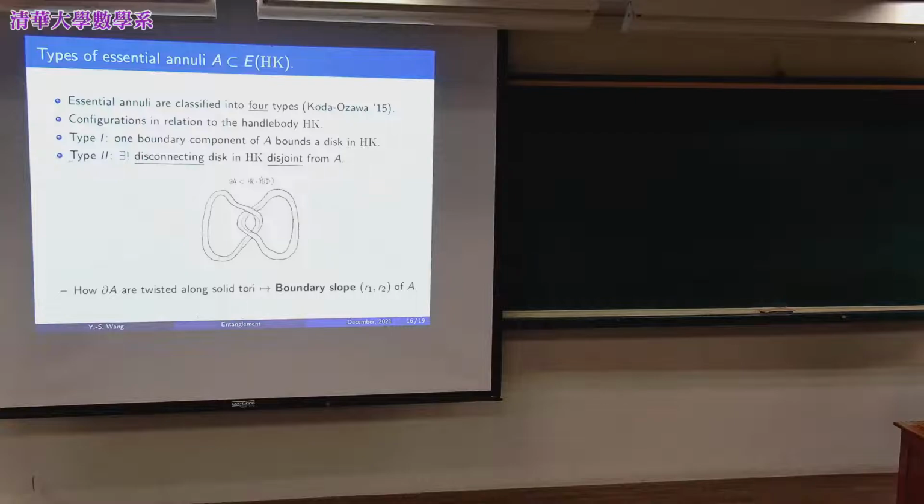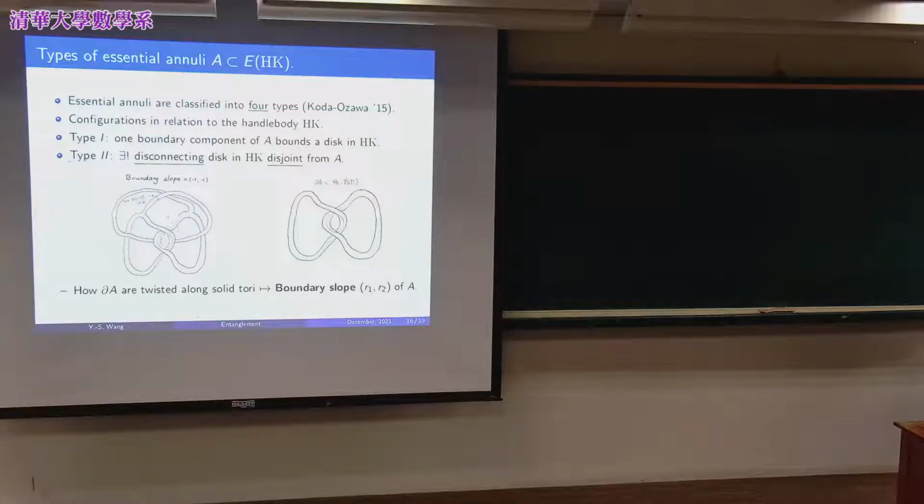How they are twisted can be described in terms of two rational numbers. I call it the boundary slope. For instance, this is a type 2 annulus with boundary slope -1, -1. It just means that the curve is twisted along the solid torus once and negatively. Okay, so that's the classification of essential annuli.